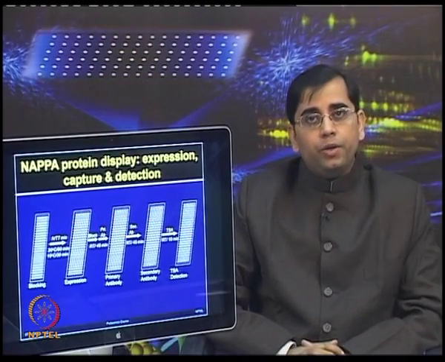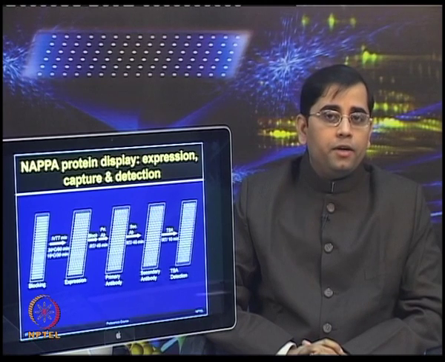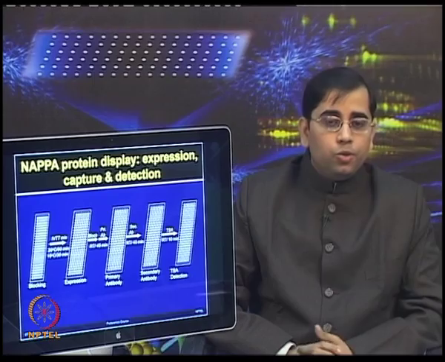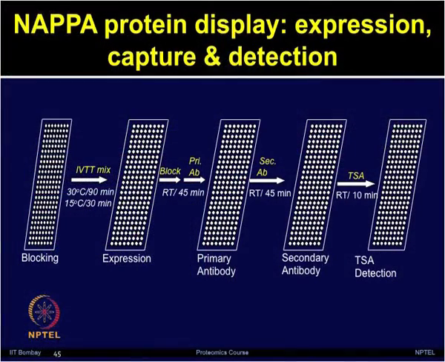This is the schematic showing the different steps involved in performing NAPPA based protein expression. So, you have the slide, you need to block those, then use the in vitro transcription translation system, so that proteins are expressed. And now, you want to detect the signal. So, you can add the primary antibody, anti-GST in this case, followed by the secondary antibody containing either Cy3 or Cy5 labels, or you can use the HRP based tyramide signal amplification system, TSA based systems.